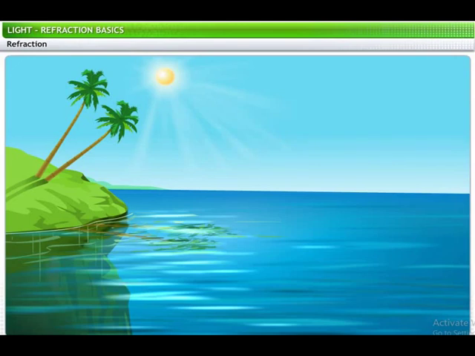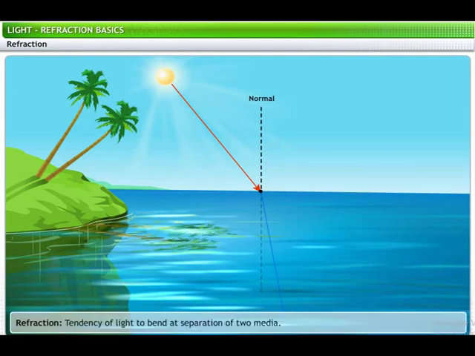When a ray of light propagates from one medium to another, for example, from air to water, its velocity changes, and hence it deviates from its path. This tendency of light to deviate or bend at the point of separation of two media is called refraction.